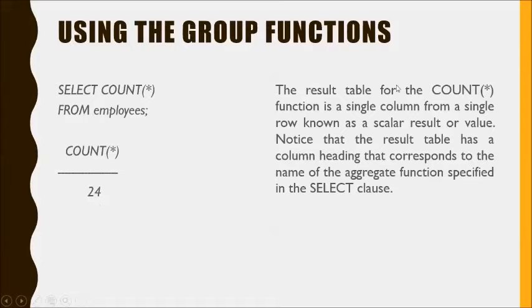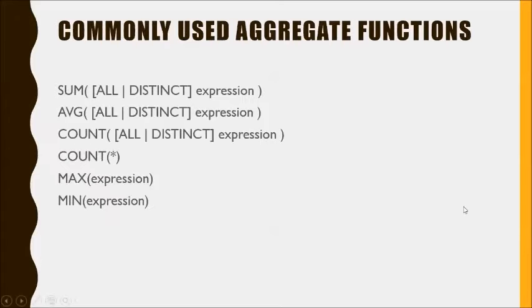So the result table for the count function is a single column from a single row known as a scalar result or value. Notice that the result table has a column heading that corresponds to the name of the aggregate function specified in the select clause. Commonly used aggregate functions, we have sum, all distinct expression, AVG for average, all distinct expression, count, all distinct expression, count with an open and close parenthesis and an asterisk, max for maximum, then expression, min for minimum, then expression.